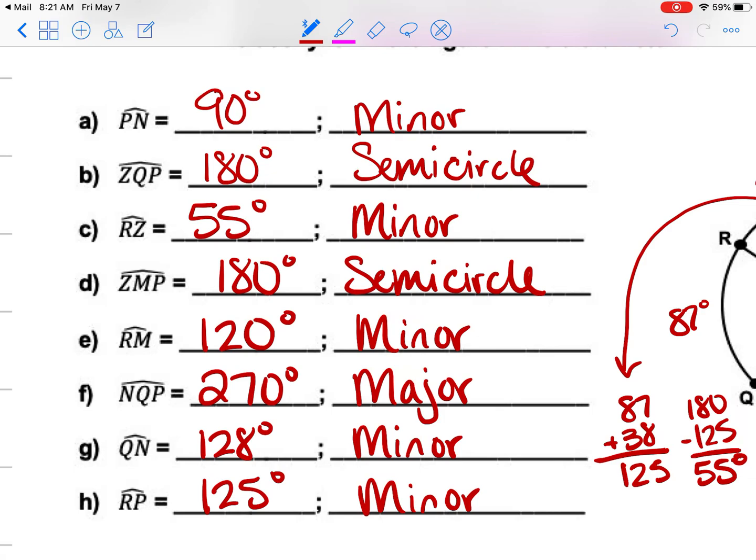Okay, hopefully you got all those correct. Just remember: 2 letters, minor arc; 3 letters, either a major arc or semicircle. If it equals 180, it's a semicircle. If it's over 180, it's a major arc.